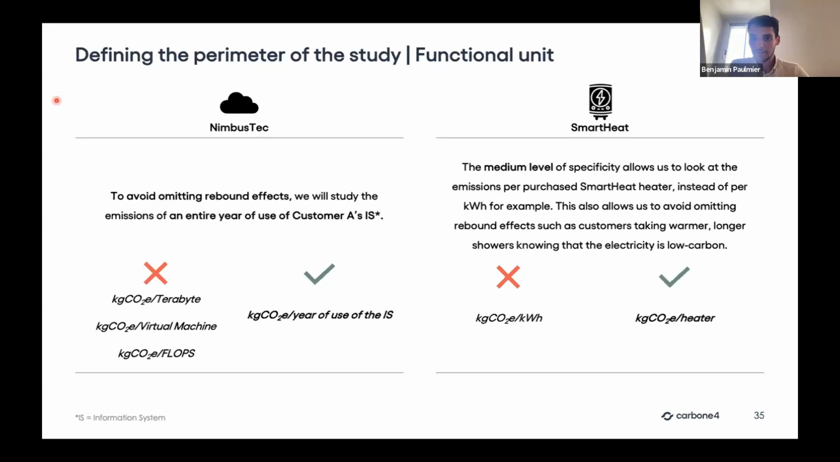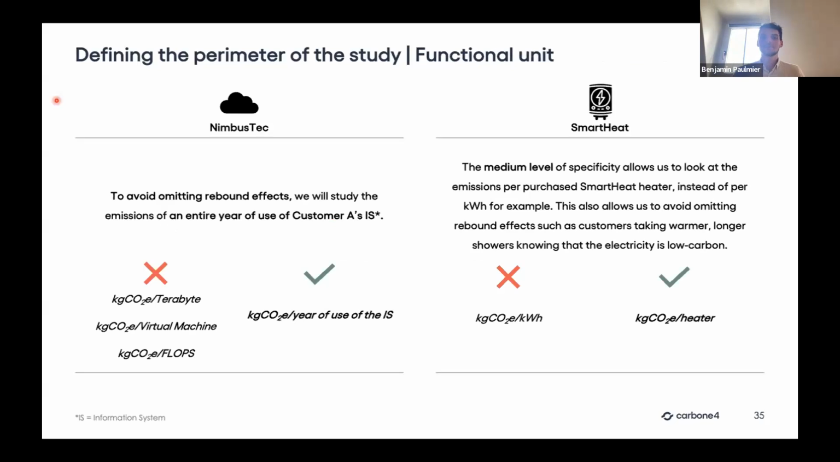Now that we have our time and geography perimeter, we need to define a functional unit for our study. And to avoid as much as possible forgetting about any rebound effects, we're going to be looking at a full year of use of customer A's information system as the functional unit for Nimbus Tech.